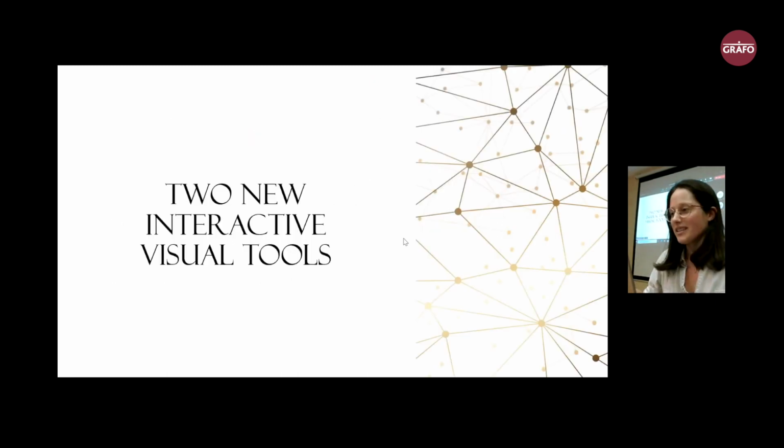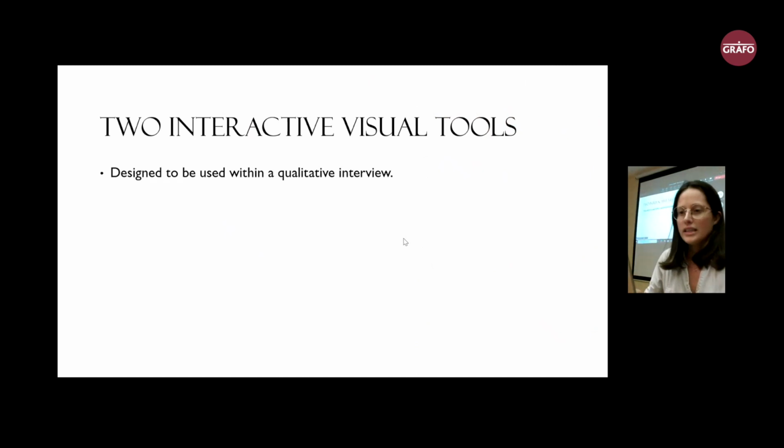So, time to present the two visual tools. I just wanted to clarify that the aim of these tools is not only to collect visual data, but to provide some cognitive support for the participants and to also stimulate narration and reflection. So, to collect visual data, but also narrative oral data. The tools are designed to be used within qualitative interviews. And as I mentioned, they are not designed to elicit a list of alters, but to arrange the alters.